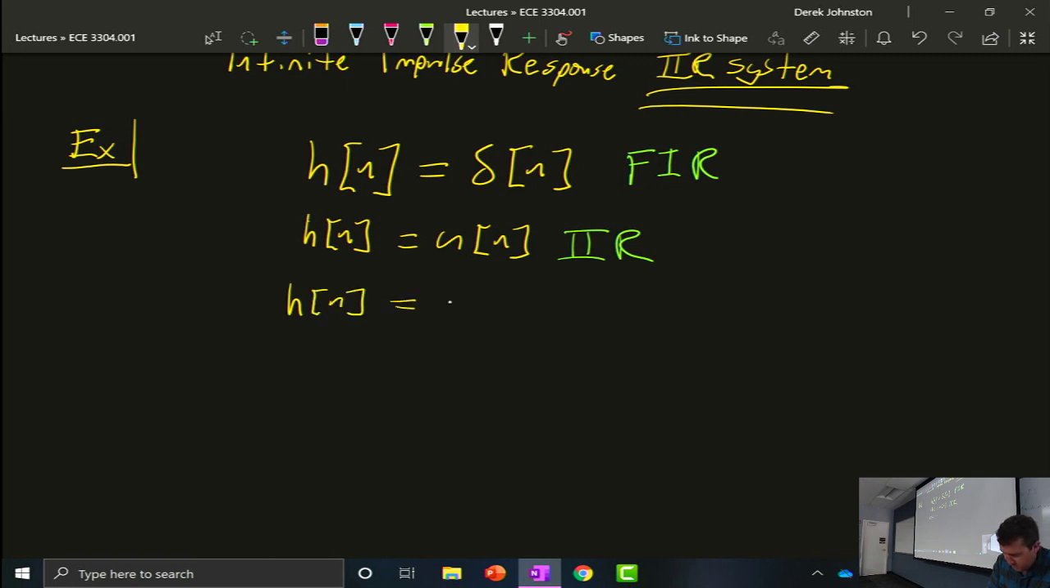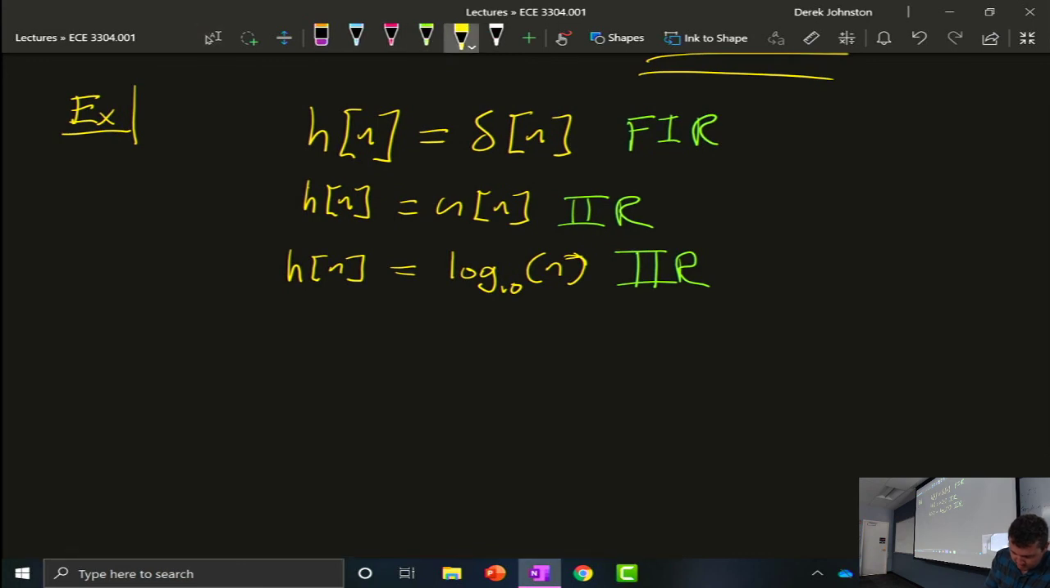What about H of n equals all these ones we talked about before, log base 10 of n, FIR or IIR? IIR. Why? Whenever it's 0. Yeah, right, because it's got that zero negative infinity business hanging out there, right? So yeah, that's IIR.